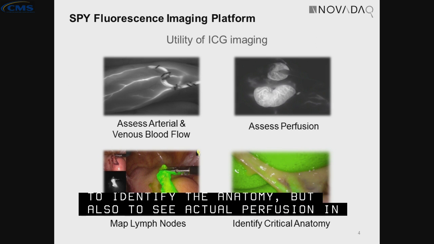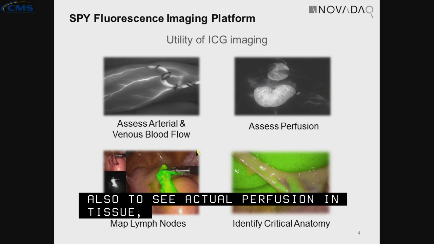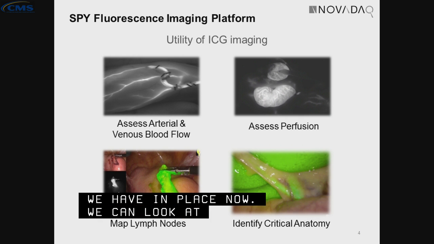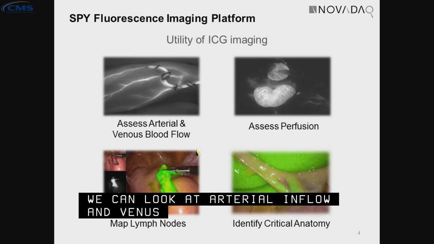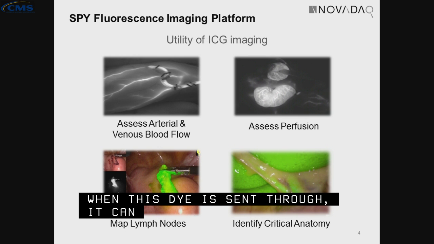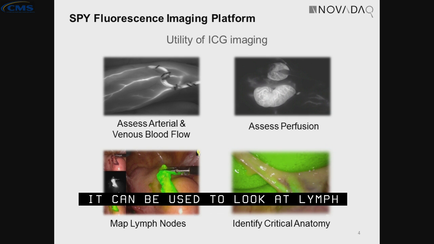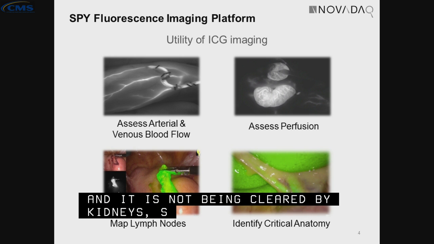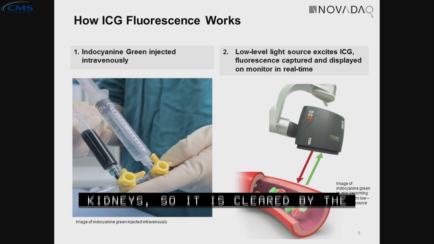So here are some of the platforms that we have in place right now. We can look at arterial inflow and venous outflow. We can look at perfusion. In this picture, you can see the bowel will light up where there is blood flow and where there's not. Interestingly, when this dye, ICG, is injected into tumors, the dye gets taken up by lymphatics, so it's currently also being used to look at lymph nodes and sentinel lymph node harvest. And finally, when the dye is not being cleared by renal excretion, it's being cleared by the liver. So this dye gets concentrated in the bile and is being used in the biliary system for identifying key structures. It's a very interesting molecule and is used in many ways.